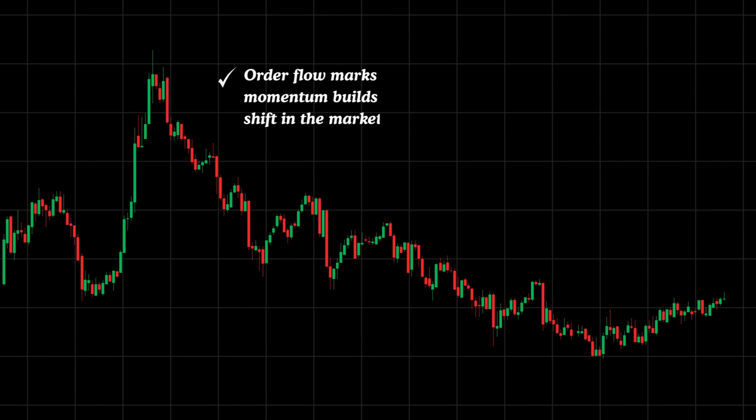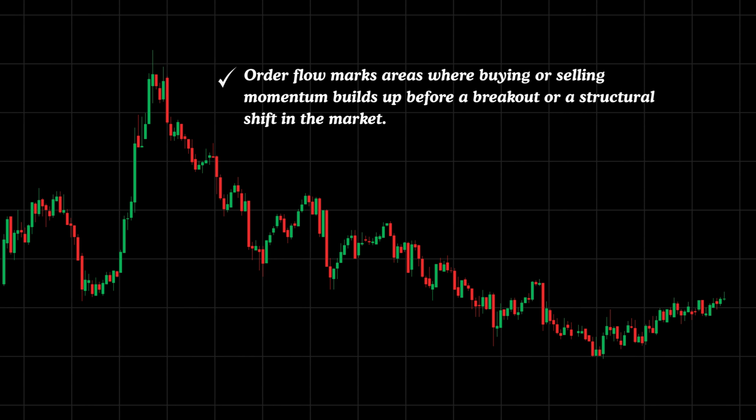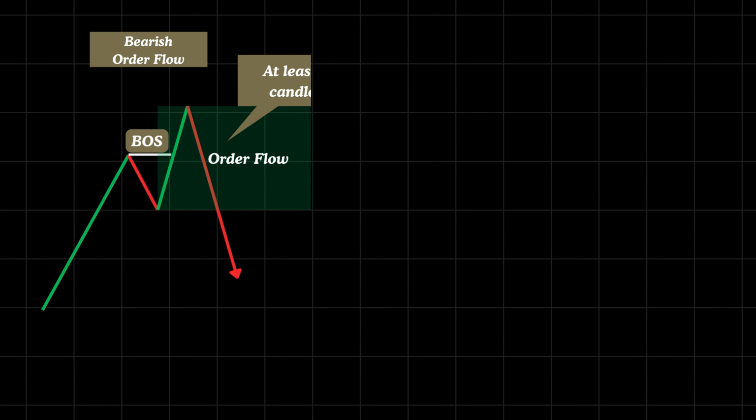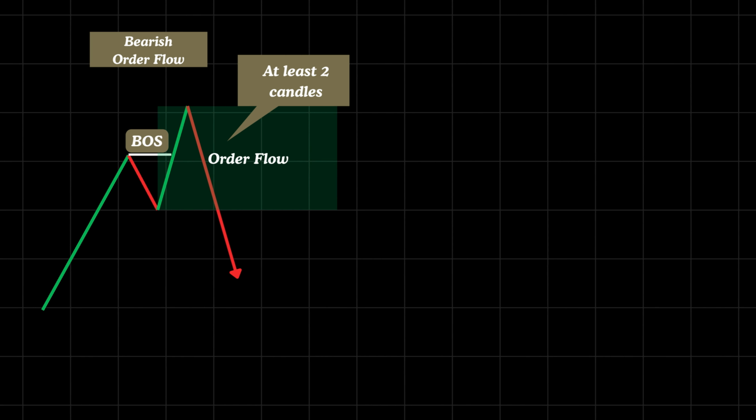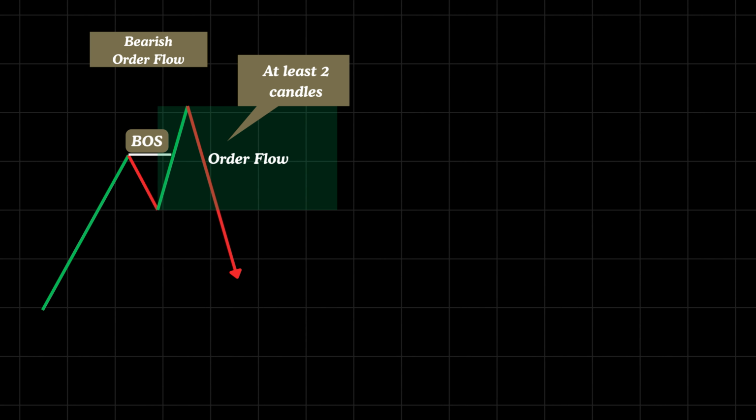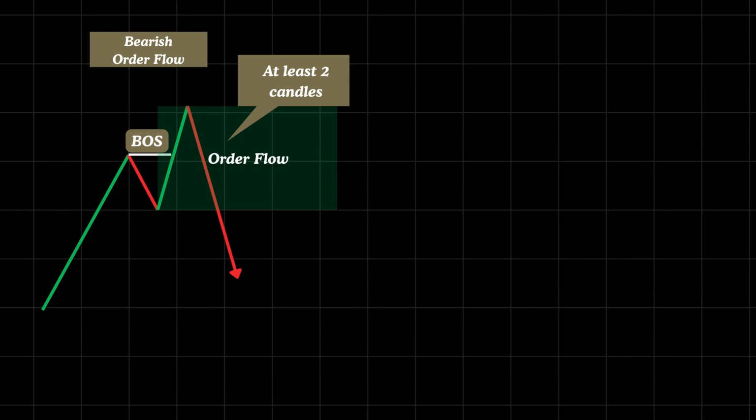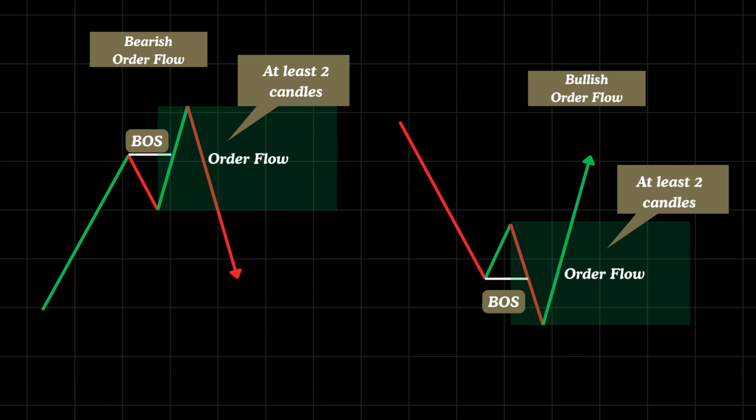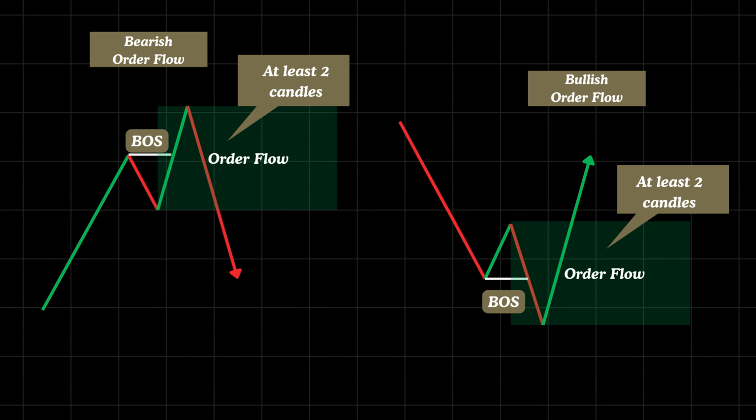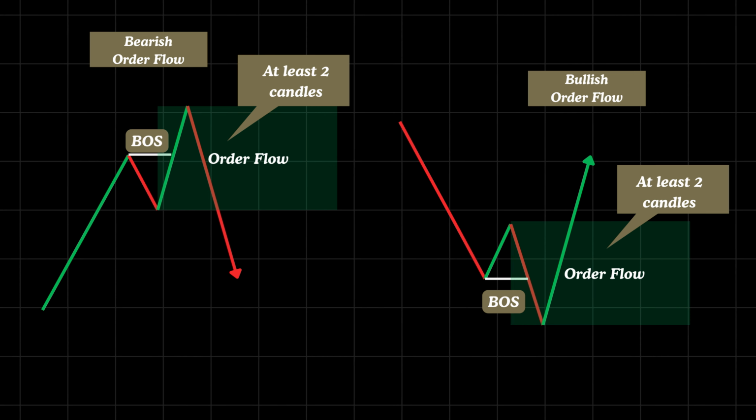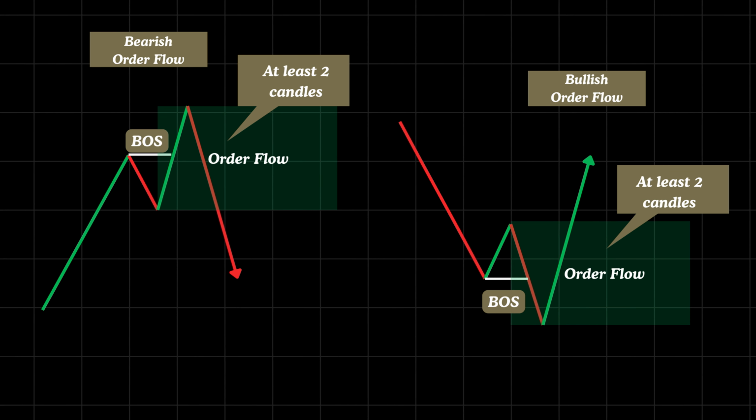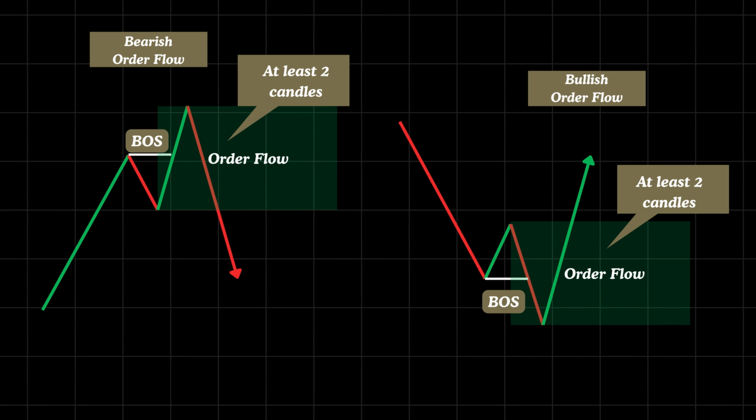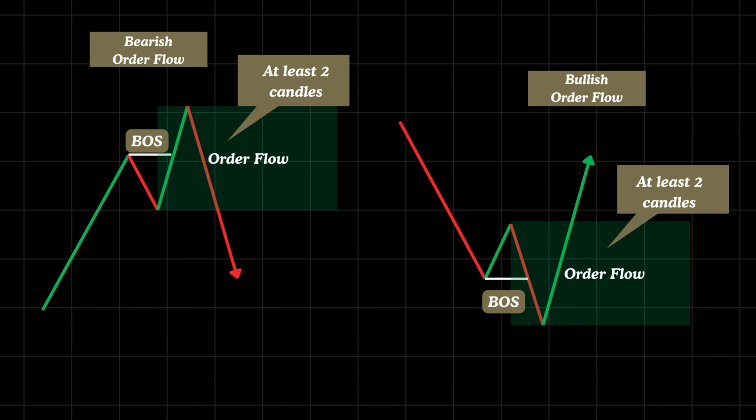Essentially, order flow marks areas where buying or selling momentum builds up before a breakout or a structural shift in the market. Bearish order flow refers to a chart region containing a sequence of bullish candles, usually two or more, that forms just before a sharp and aggressive bearish move to the downside. In contrast, bullish flow marks the area with bearish candles that occur right before a sudden or strong bullish price surge upward. By treating order flow zones as key areas of interest, traders can uncover potential entry and exit levels. For instance, the previously mentioned bearish order flow zone may serve as a suitable entry for a short position, as it signals strong market selling pressure.